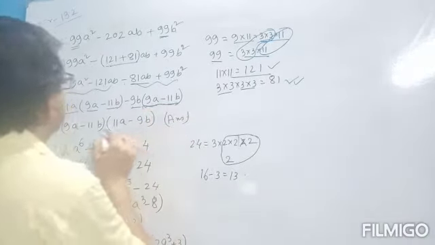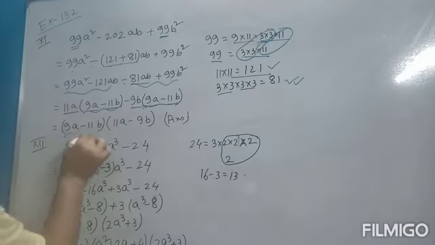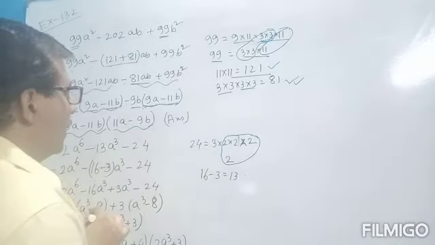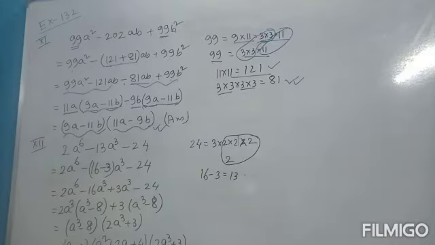Now 9a minus 11b is common to both, 9a minus 11b, and this is 11a minus 9b. This is the answer. Clear? Next we start the next question, that is 12.